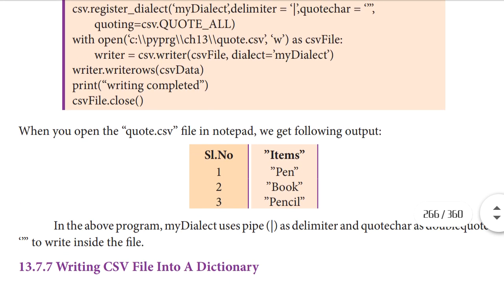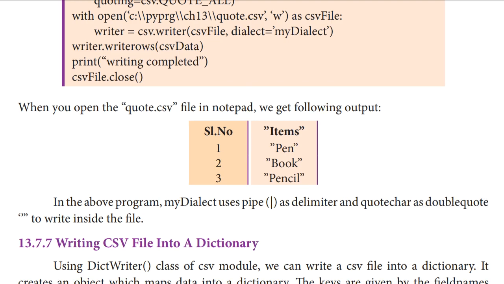So the output of this program, when you open the code.csv file in Notepad, is like this. If you see the second column, all the values are within double quotation marks. In the above program, my dialect uses pipe as the delimiter. So why did we use pipe? To separate the columns, and the quotechar as a double quote. So here, what quotechar have we used? Double quotation, to write inside the file. So with the help of this quotechar, we applied the double quotation to all the data available in the CSV file. That's all students. Thank you.